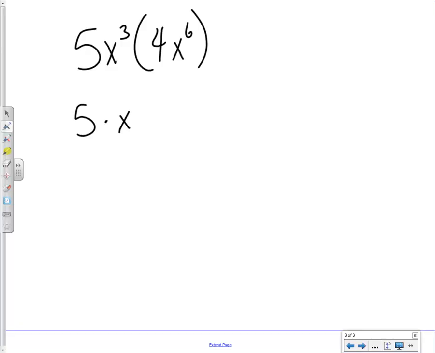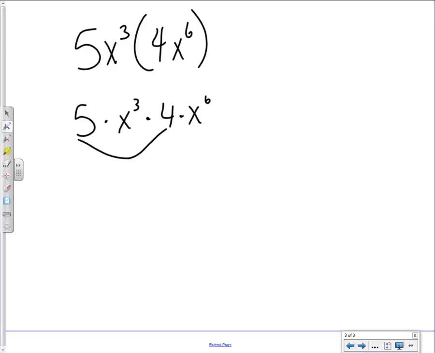The next problem is going to be 5x to the 3rd power times 4x to the 6th power. Okay, this is not a distribution problem because there are no add or subtract signs in this problem. It is just a multiplication. So I want you to see that these can be separated back out just like we did in the last problem: 5 times x to the 3rd times 4 times x to the 6th.